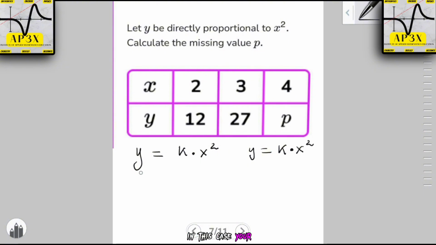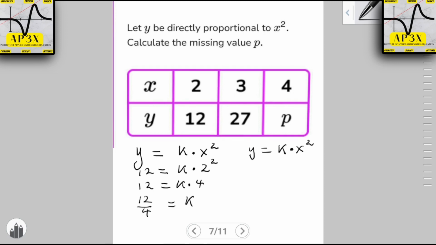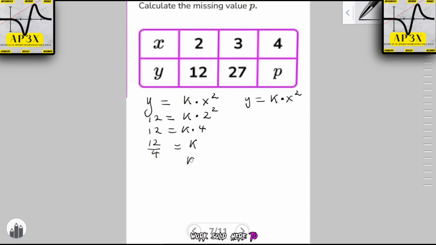So in this case your y is 12 and k is unknown and x is 2. So 12 is equal to k multiplied by 4. If you divide both sides by 4, then you're going to find here that k works out to be 3.